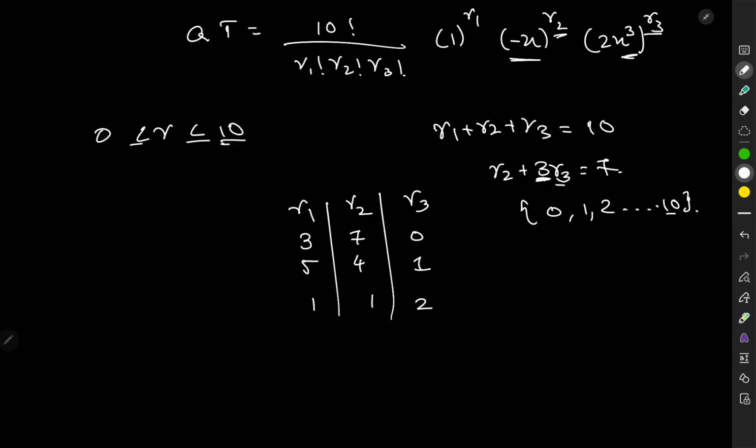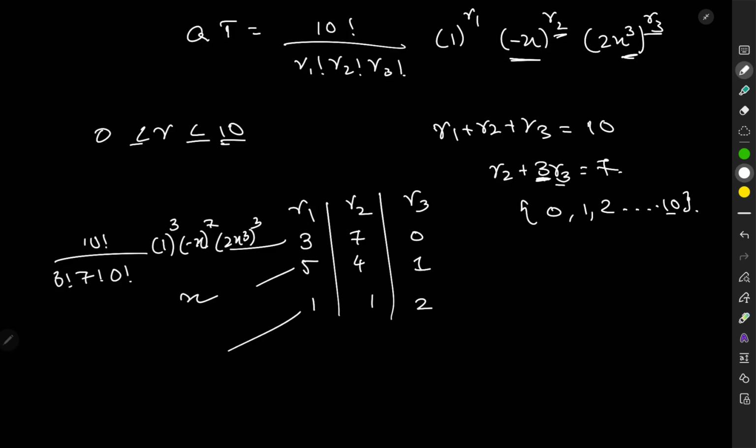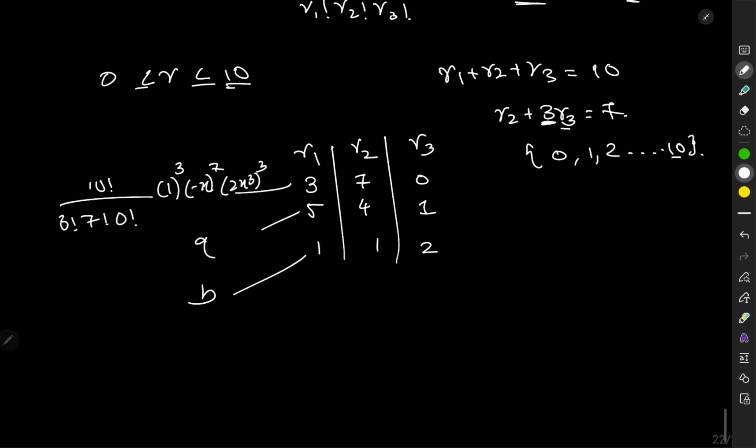Fine. So how will this term come? It will come as 10 factorial by 3 factorial, 7 factorial, 0 factorial, 1 to the power 3, minus x to the power r2, which is 7, and 2x cube to the power r3, which is 0. Here similarly an equation will come. Let's say this is a and this is b. Finally, what we should do is add these three. Let's say this is c. A plus b plus c will give us the coefficient of x to the power 7.